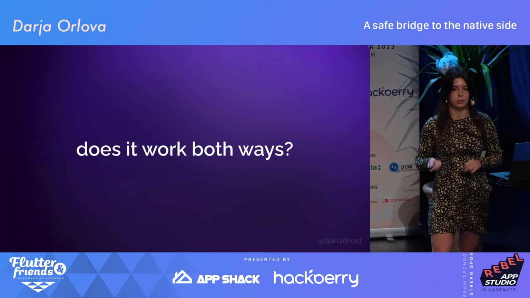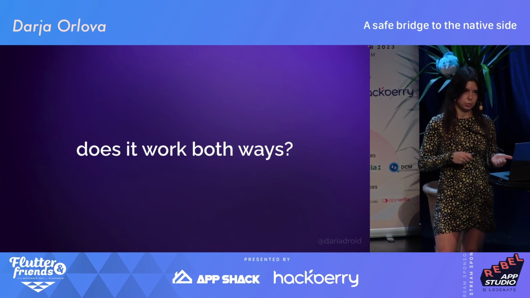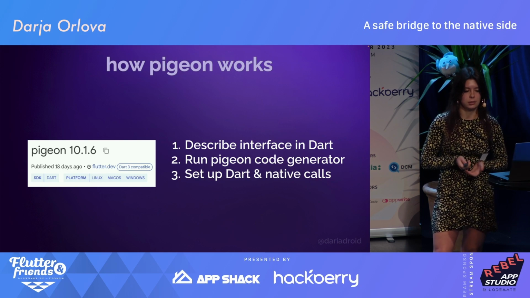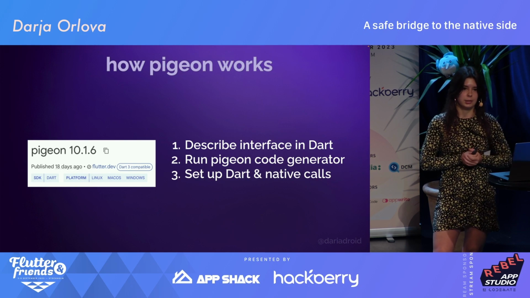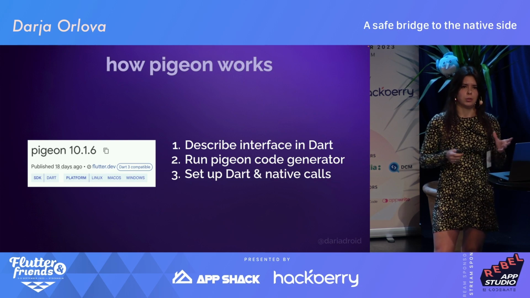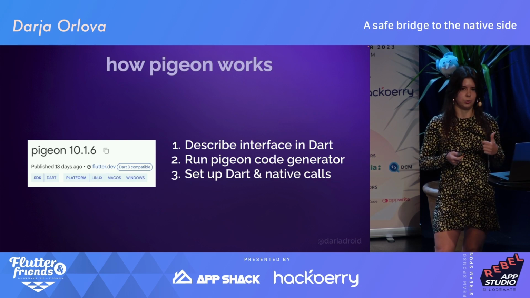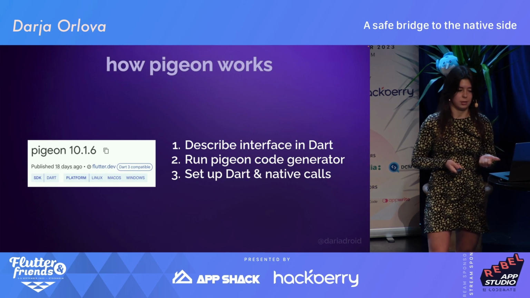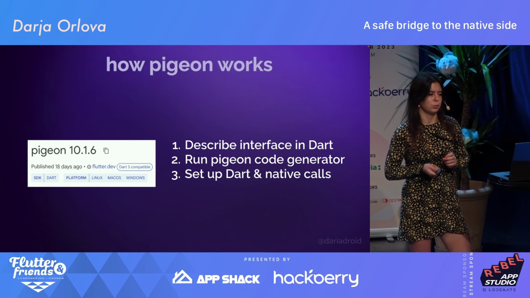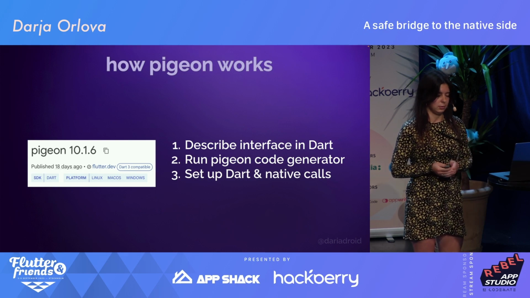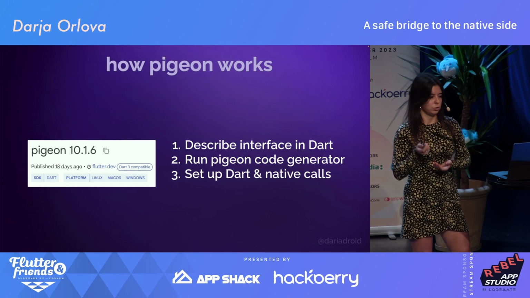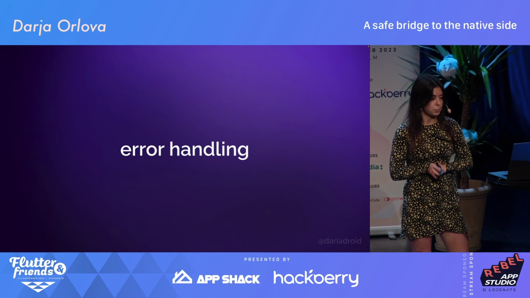And does it work both ways? Can we also call method channels from host to client? And yes, it does. Again, you describe the interface in Dart, run Pigeon code generator, set up Dart and native calls, and you're good to go. And steps are very similar to what we have done with Host API, except that you use the Flutter API annotation and do the steps a little bit in reverse. And we won't be looking at this anymore because that's basically almost the same code, but you can see the full implementation in the repository, which I will share with you in the end.